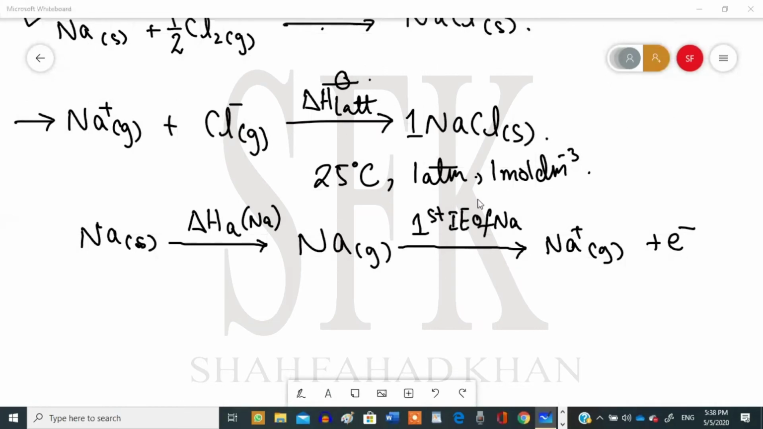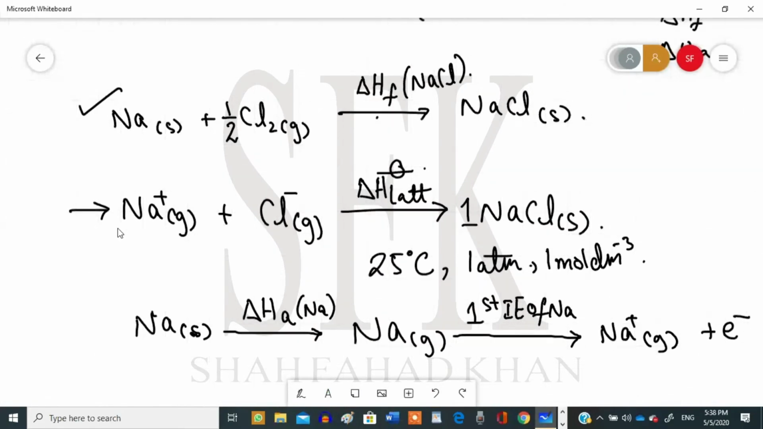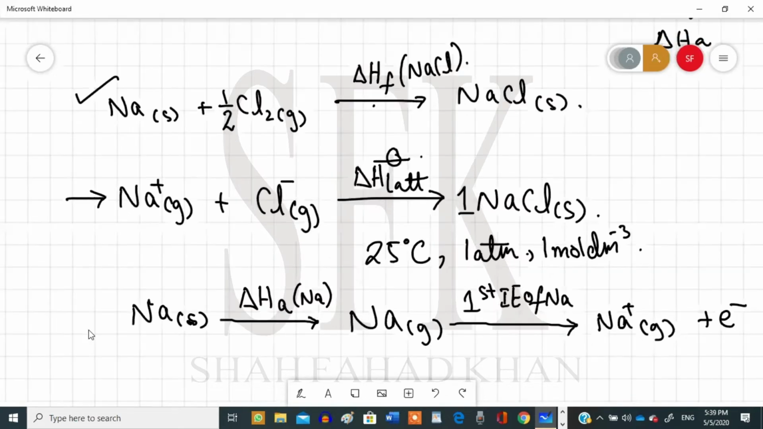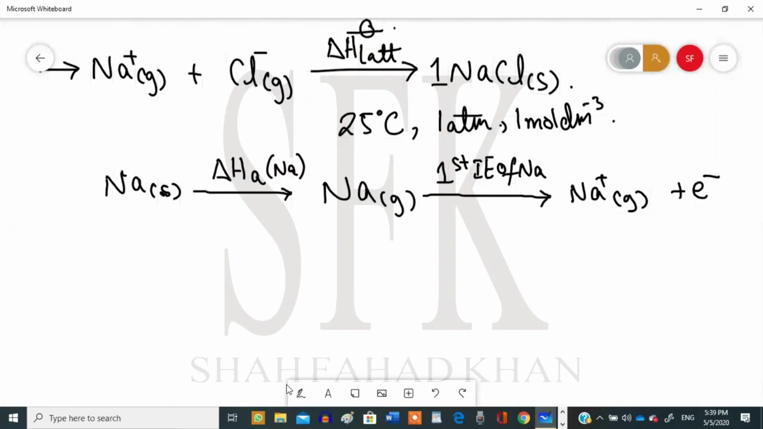Okay, now we've got our gaseous sodium ion. We've got one of our reactants for this equation over here. We are actually trying to get this other reactant now. We've got our first reactant, the sodium gaseous ion right over here. This is what we needed to generate from the standard sodium. Okay, now we need to generate the other reactant.